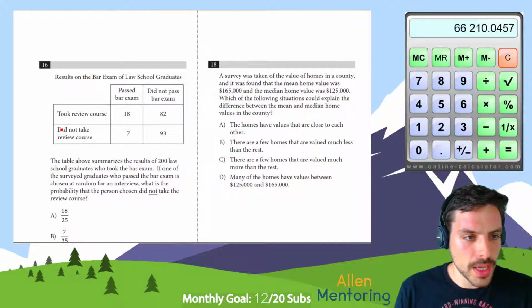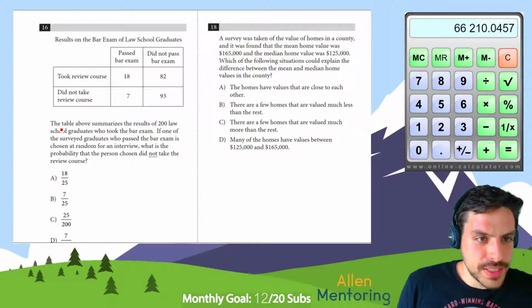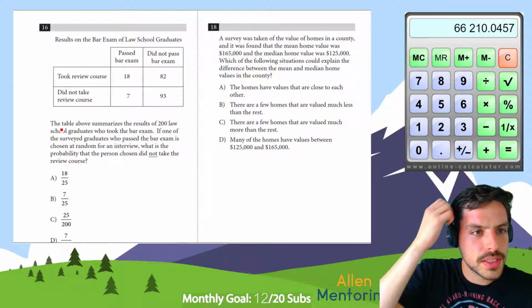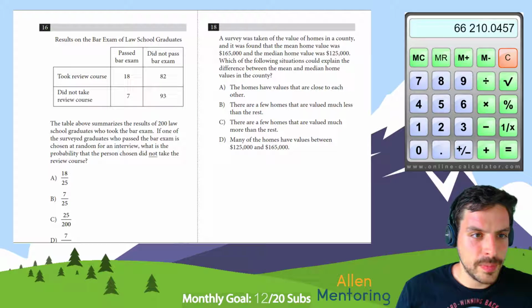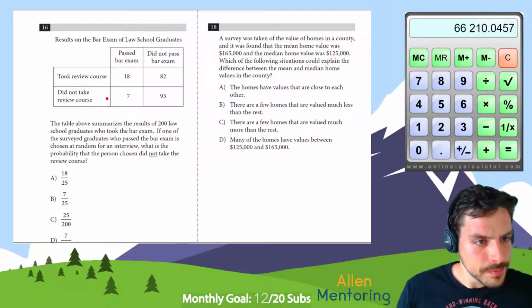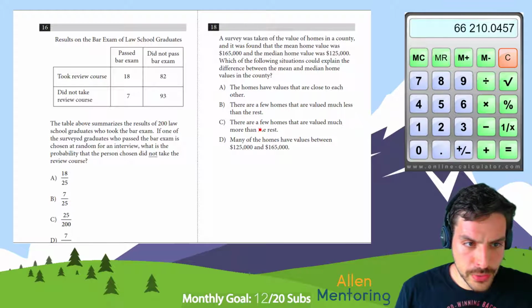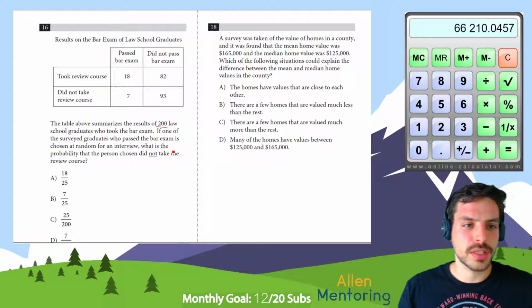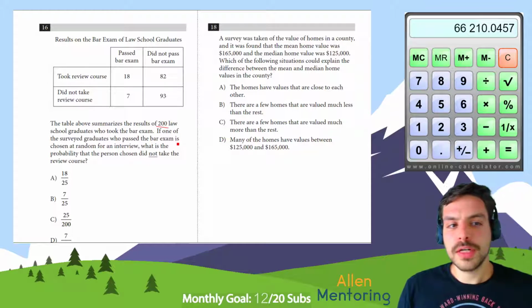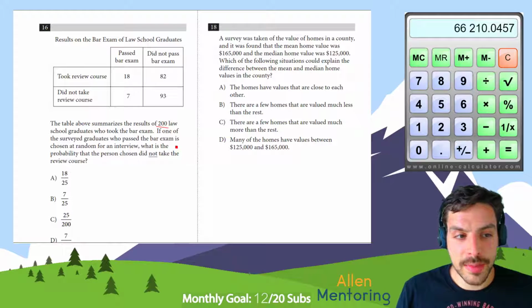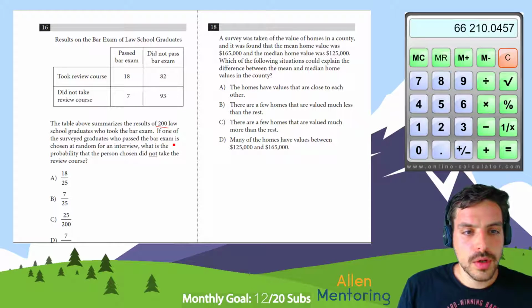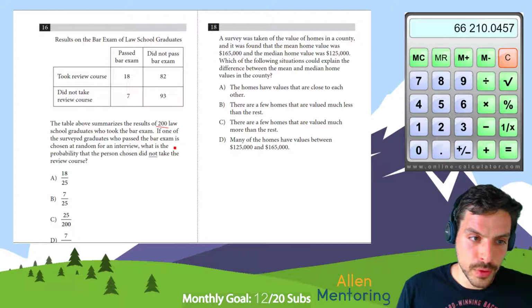All right, moving on. Results of the bar exam of law school graduates, and we see these are the people that took the bar or passed the bar exam, and these are the people that did not pass the bar exam. The table above summarizes the results of 200 law school graduates. So that might be relevant. Let me just underline that. 200 total law school graduates who took the bar exam. If one of the surveyed graduates who passed the bar exam is chosen at random for an interview, what is the probability the person chosen did not take the review course?